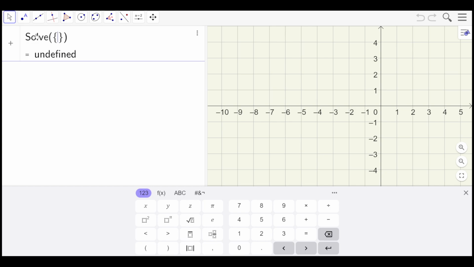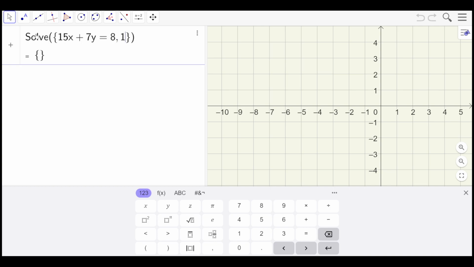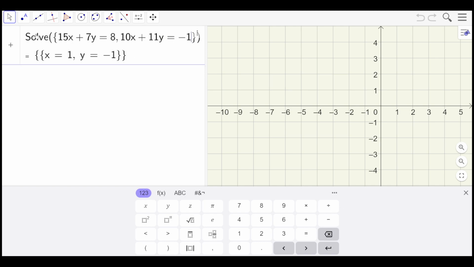And then you type the equations. For example, the same equation I just solved. I would say 15x plus, how many y's? 7y's equals to what? Equals to 8. And then you separate it with a comma. Don't say what GeoGebra is saying right now. Just type in. But you have to put it in the curly brackets. And then you have 10x, yes, plus 11y, thank you, is equal to what? Minus 1. And then you get your answer here. Okay? Yes.